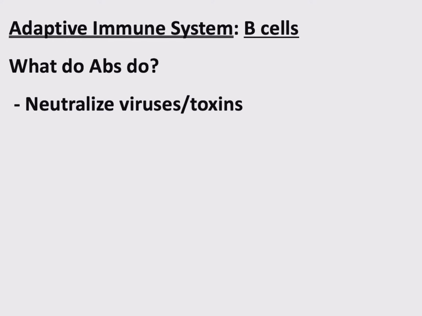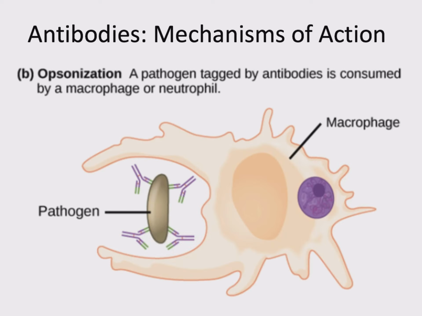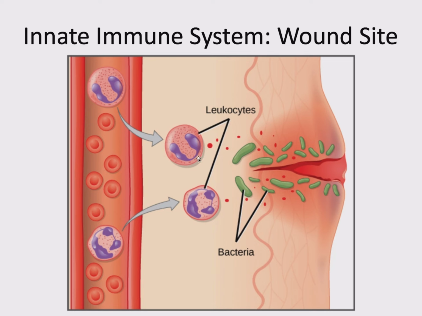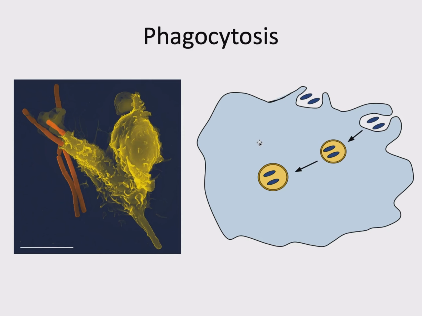Another way that they help us against bacteria is by something called opsonization. So here's a macrophage again. Remember, these are phagocytic leukocytes. We brought these up when we were talking about the innate immune system. They're brought to the site of wound injury, and they do phagocytosis, but they're not very smart.